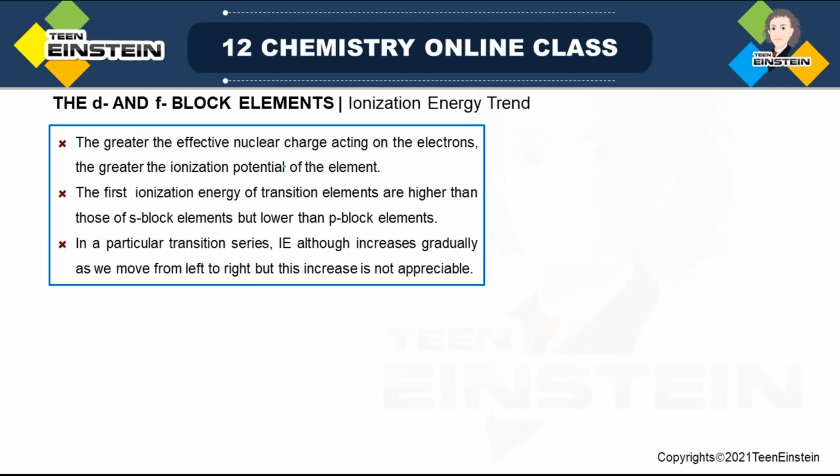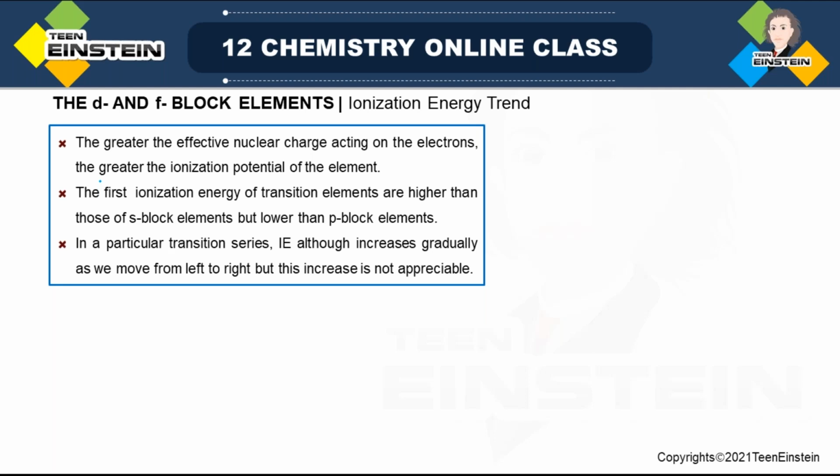Ionization energy. In P block you have seen there is a very smooth decrease down the group, right? But now in case of D block, in P block what we have done is we have considered individual groups, that is group 13, group 14, group 15, like this. In S block also we do the same thing, that is group 1 lithium, sodium, potassium, etc. Then group 2 magnesium, calcium, etc.